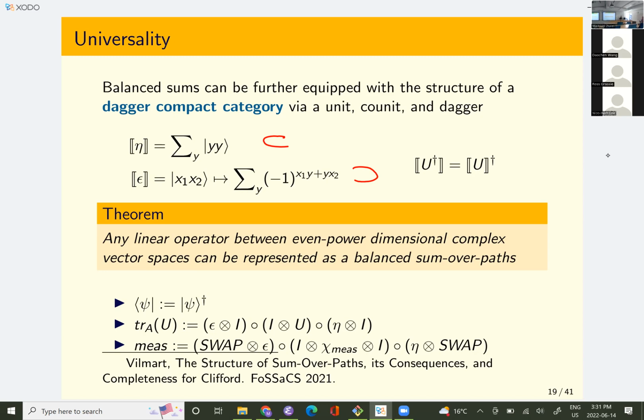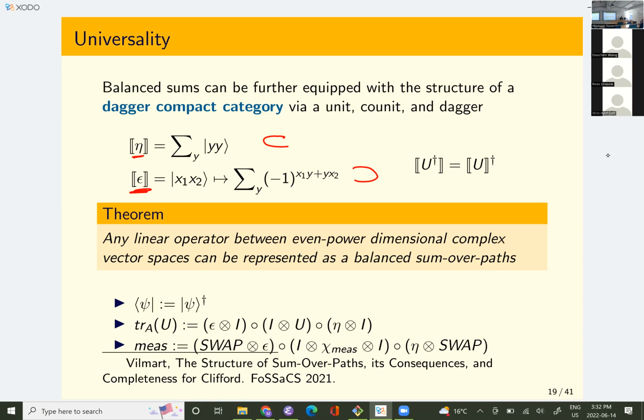But yeah. So you can define the unit, which is the cup here, eta, as sum over y, and your co-unit, epsilon, as this particular sum of paths. And doing that, you get a dagger compact category. You also need to define the dagger, but the dagger is pretty easy to define. So the point of all this is just to say that this is a universal representation. Any linear operator between even power complex vector spaces can be represented in this way.